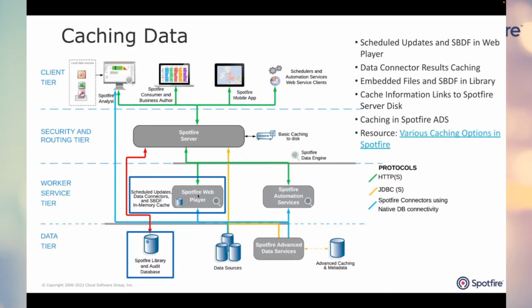It's caching in the web player. Obviously, the data is already in memory. It's already right there. The user logs in and uses this data. If you're using data from the Spotfire library, it may take a little bit longer to load, but it's already local to the Spotfire environment. So that can be an improvement depending on where the data source is and how long it takes to load data from it. You can also cache information links to disk, and then Spotfire Advanced Data Services has advanced caching and other optimizations.